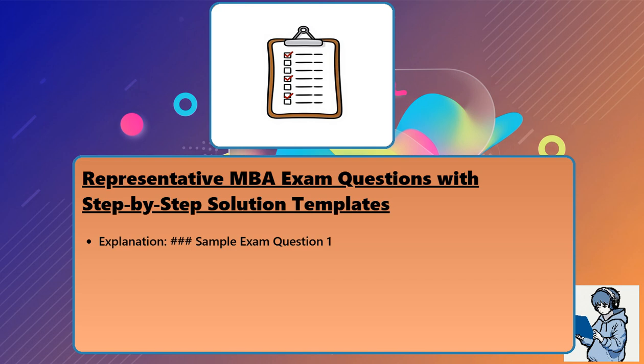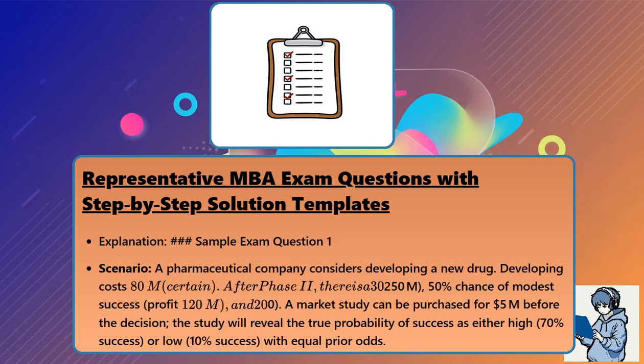Explanation. Sample Exam Question 1. Scenario: a pharmaceutical company considers developing a new drug. Developing costs $80 million, certain. After Phase 2, there is a 30% chance of success, go to market with profit $250 million, a 50% chance of modest success, profit $120 million, and a 20% chance of failure, profit $0. A market study can be purchased for $5 million before the decision.